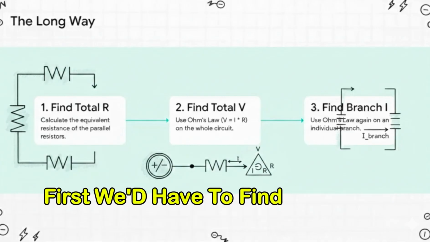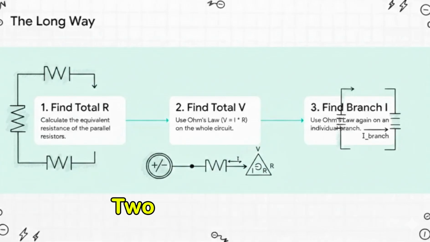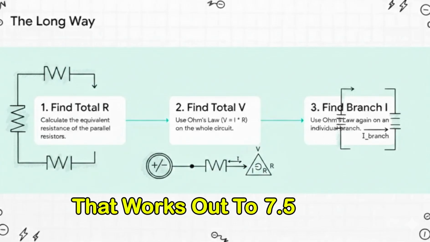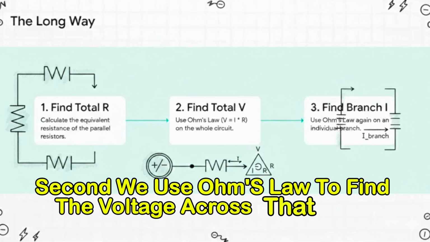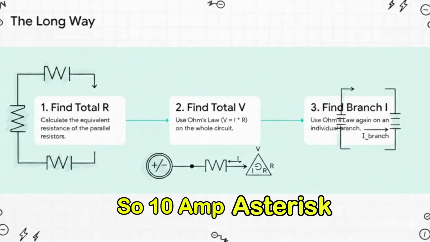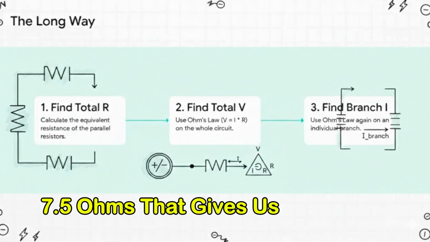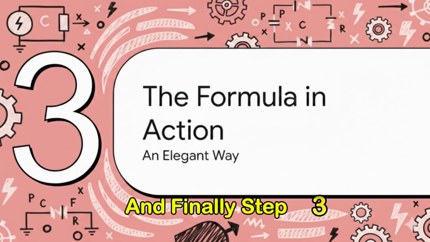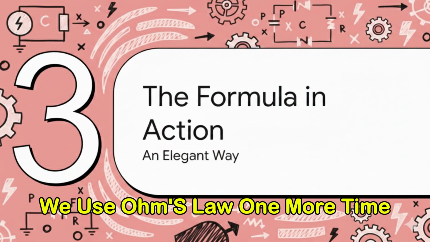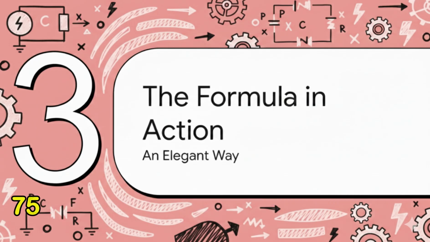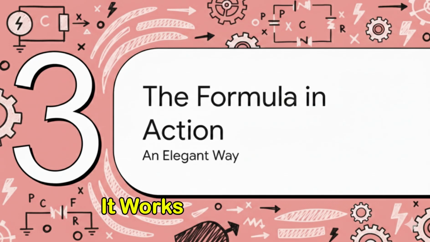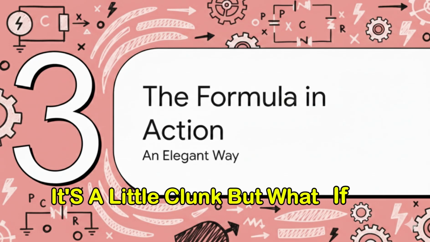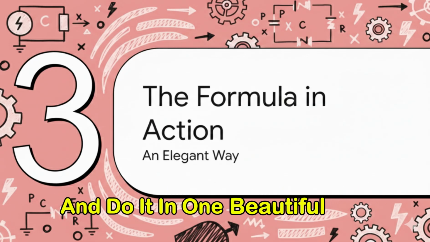First, we'd have to find the total combined resistance of those two parallel paths. For 10 and 30 ohms, that works out to 7.5 ohms. Second, we use Ohm's law to find the voltage across that whole section. So 10 amps times 7.5 ohms gives us 75 volts. And finally, step 3, we use Ohm's law one more time, but just for the branch we care about. 75 volts divided by 10 ohms is 7.5 amps. It works, but it's a little clunky. But what if we could just skip all that and do it in one beautiful step?